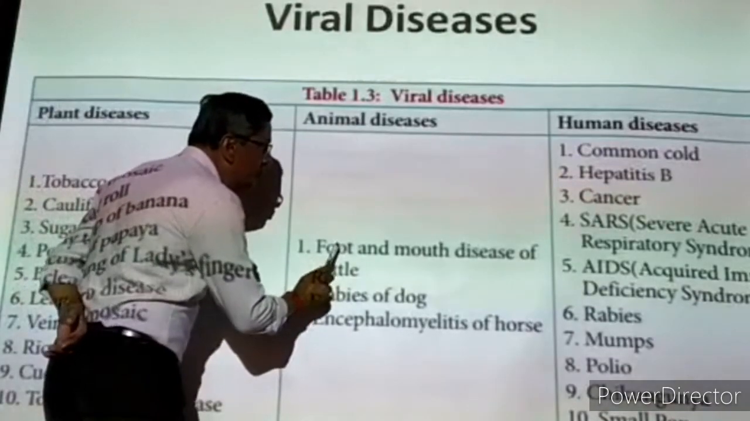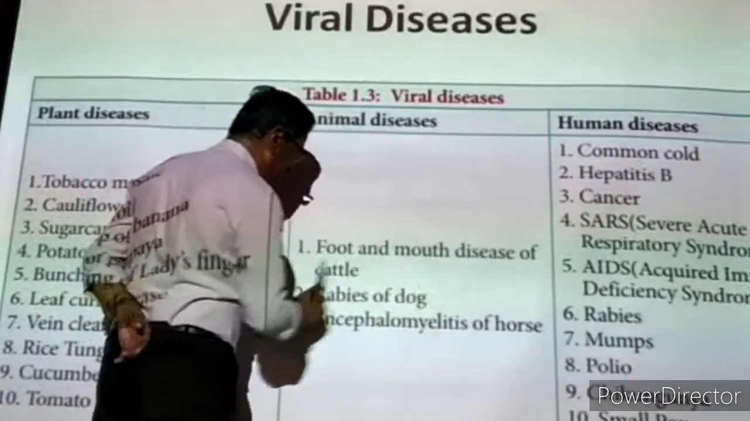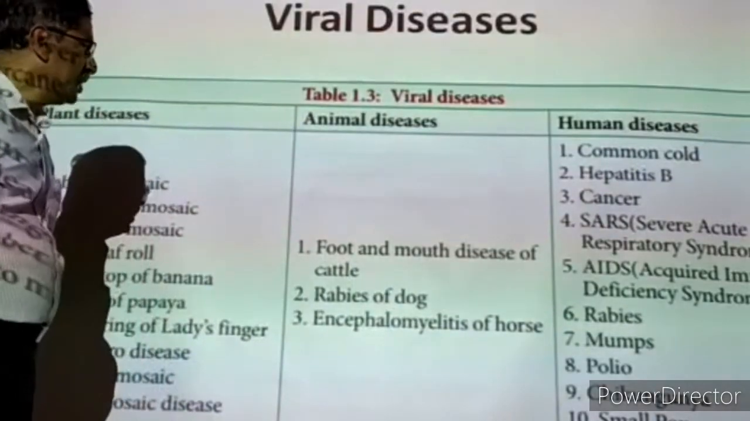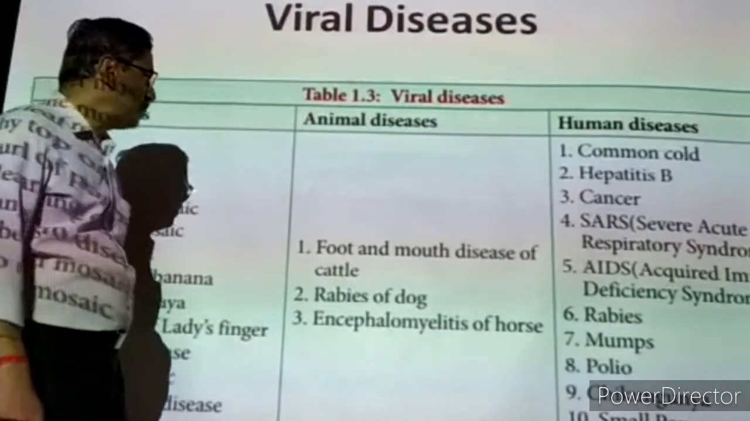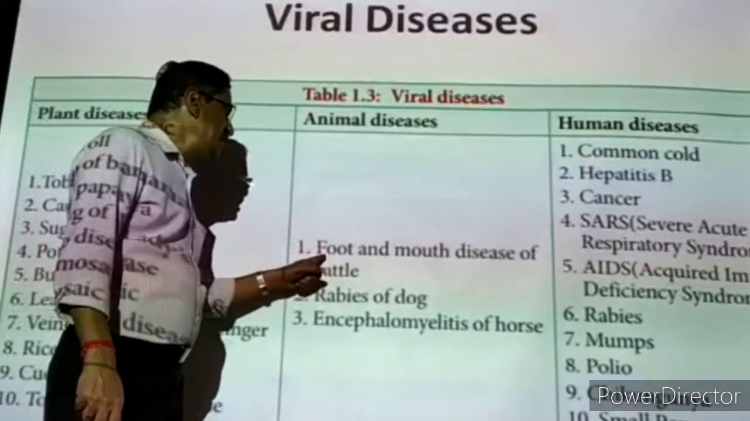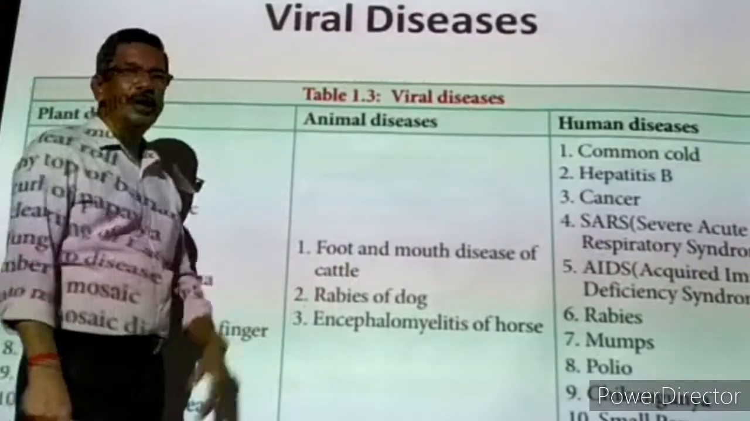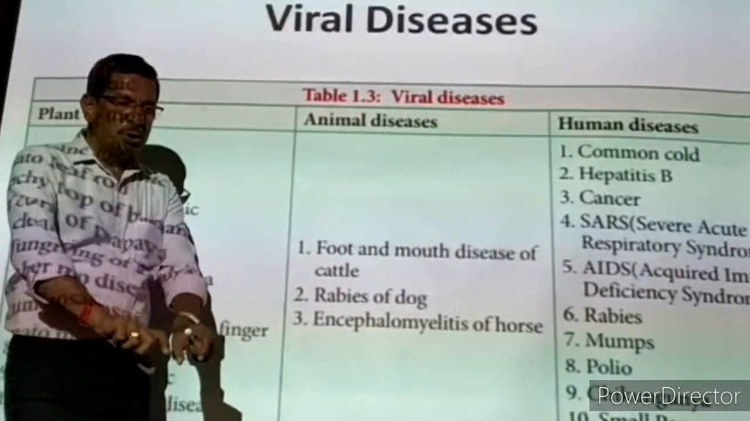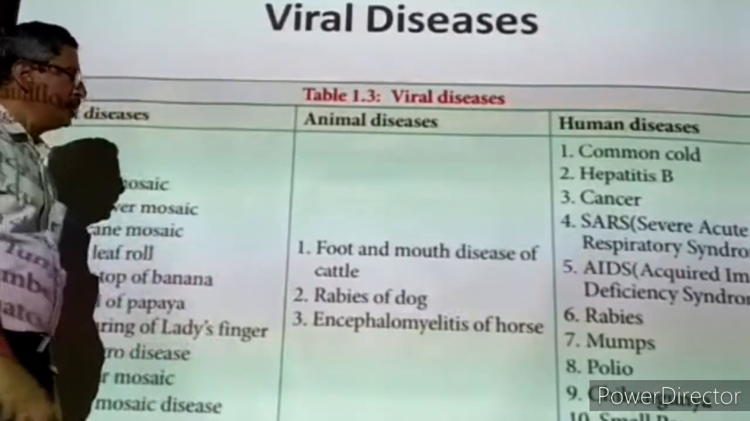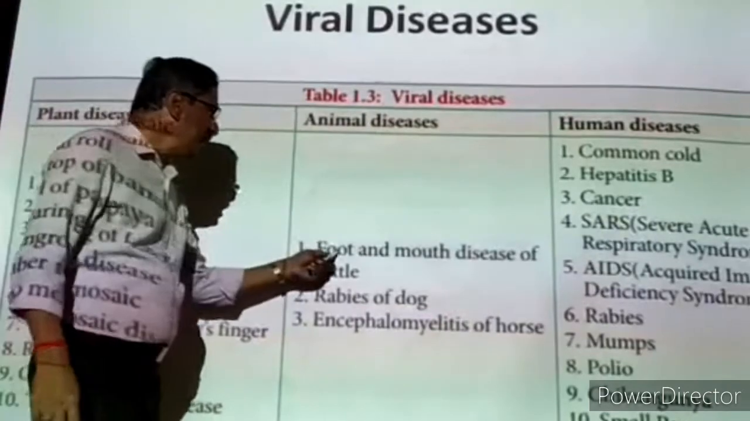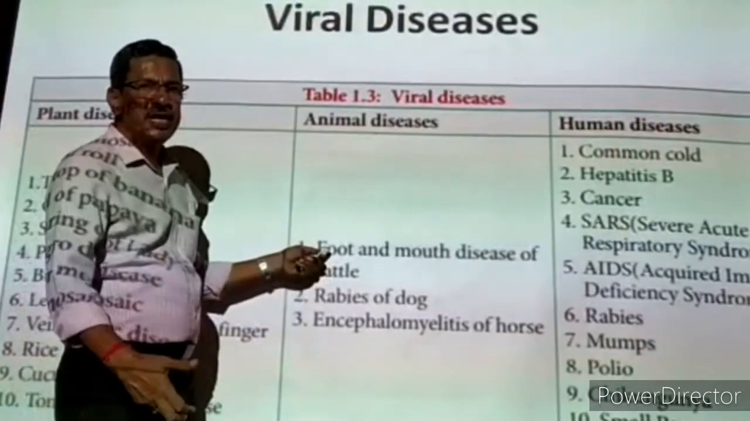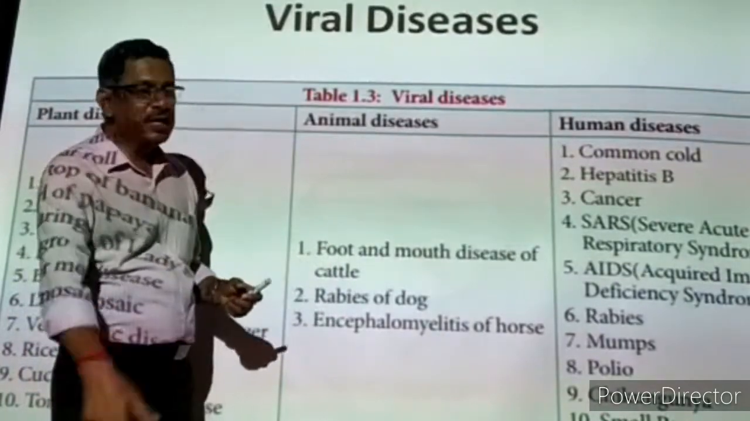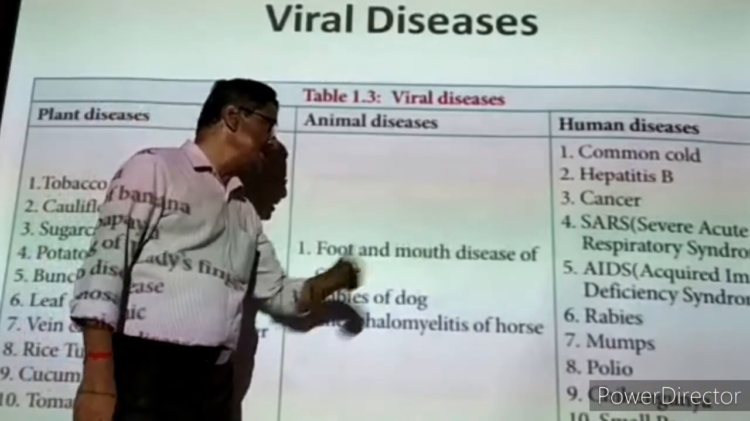The first one is foot and mouth disease of cattle, like cow, ox, everything. They are very commonly affected by this viral disease. That is foot and mouth disease. What is foot and mouth disease? Each leg has two divisions, and there is a gap. The viral infection will be there, so much irritation and damage will be there in that place. Sometimes blood will come out from that. That is called foot disease.